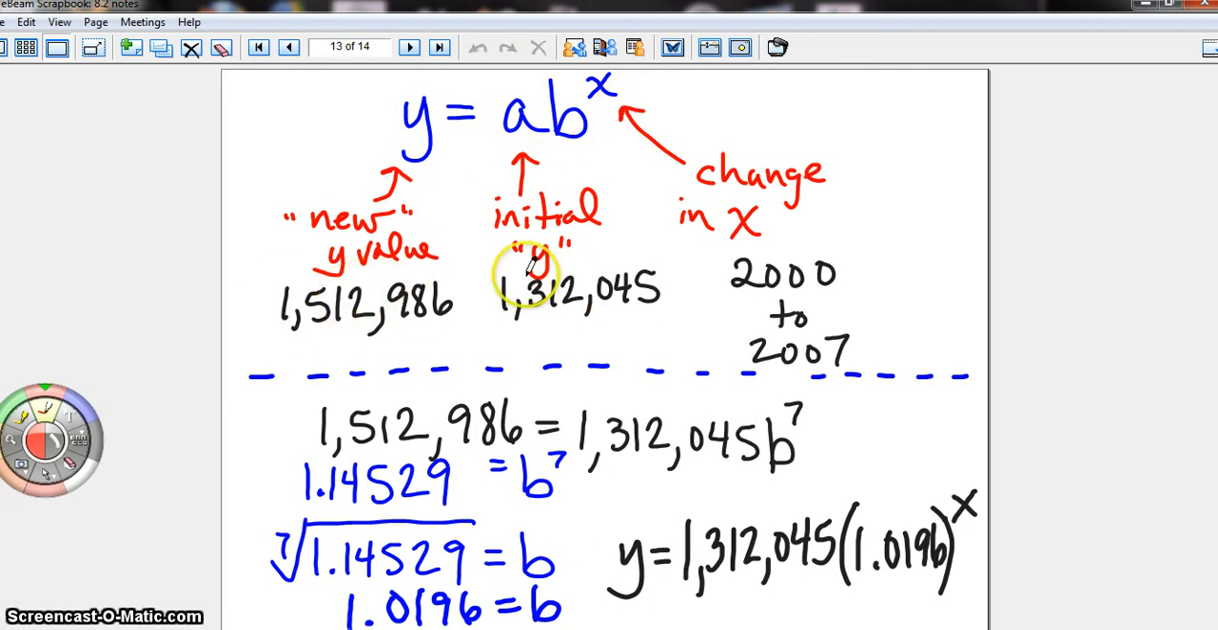So our new y value, our initial y value, our change in x from 2000 to 2007, that would be 7. And of course we'll solve this just as we did a moment ago. To get rid of this b to the 7th, I take the 7th root. We get 1.0196. So here is our original population. Here's the growth constant, and it's in terms of x. And so that is how we write an exponential function.